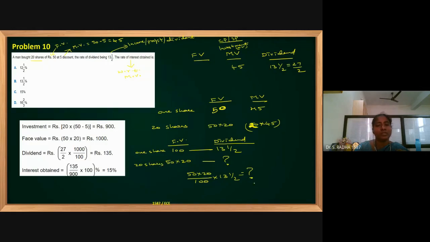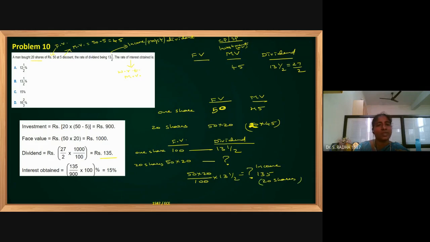Now this question mark value is 135. You can see the same calculation is done over here. 50 into 20 is 1000. 1000 by 100 into 13 1 by 2, which is 27 by 2. So the income is 135 rupees. This 135 rupees income is for a face value of 1000, that is 50 into 20 for 20 shares. This is income for 20 shares.